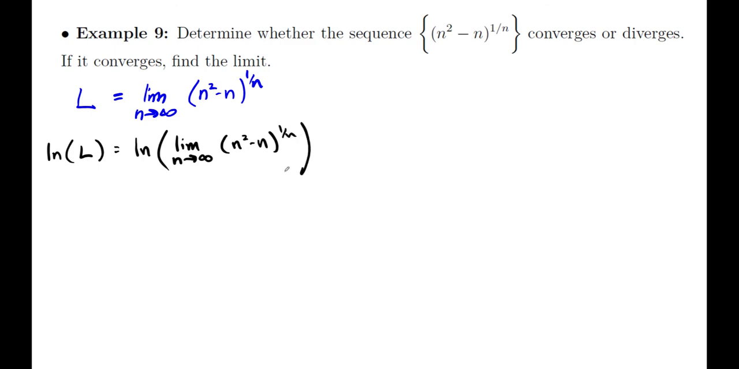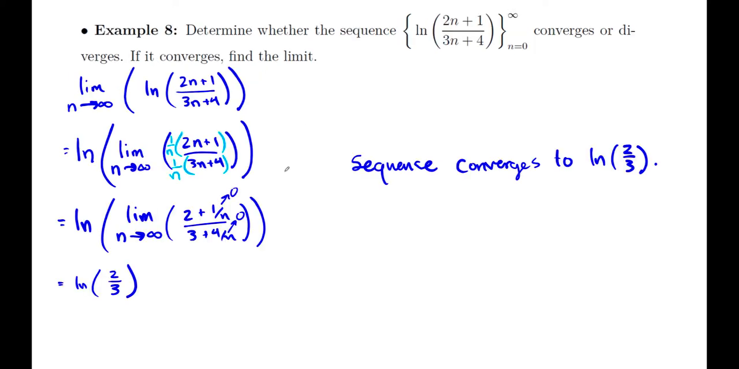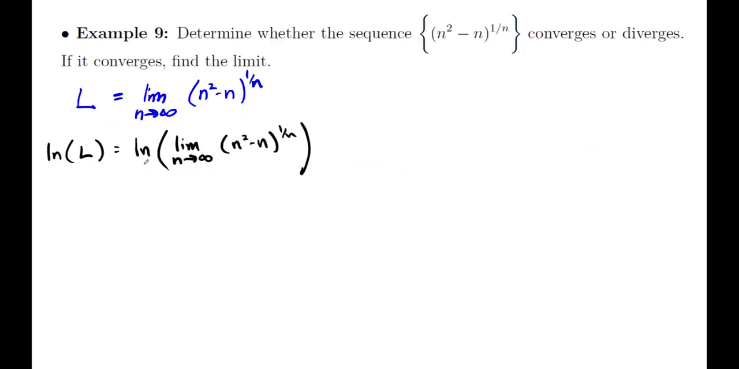Right? And then, in kind of an opposite move of what I did in the previous problem. In the previous problem, I had a limit on the outside of a natural log and then I put it inside. Let's do the reverse. Let's pull the limit out. So we still have the natural log of L is equal to the limit as n goes to infinity of the natural log of (n squared minus n) to the 1 over n.